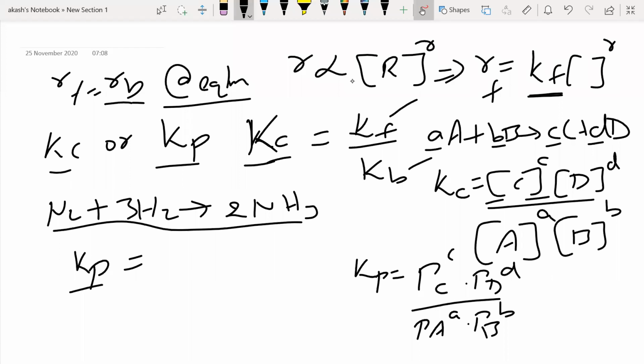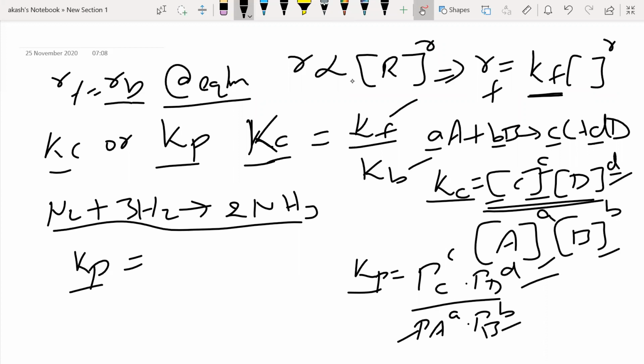So the moment I ask you Kc or Kp, you're going to make sure that the concentrations or the partial pressures of the products are in the numerator, raised to the power of the stoichiometric coefficient, and divided by, in the denominator, the concentrations or partial pressures of the reactants, again raised to the stoichiometric coefficient. Right, now I think you'll be able to help me.